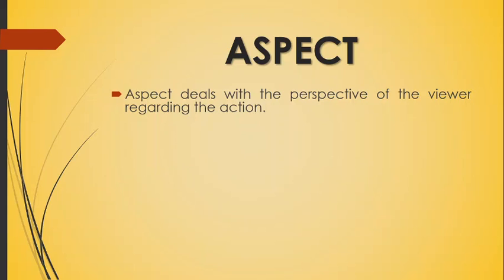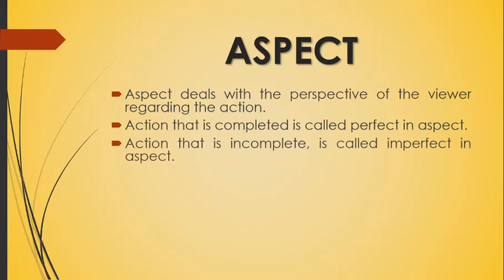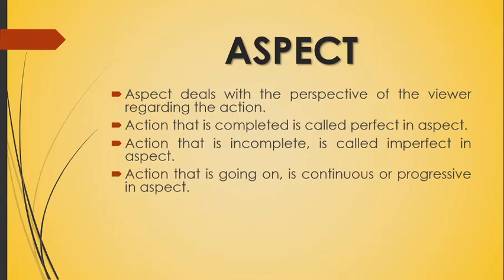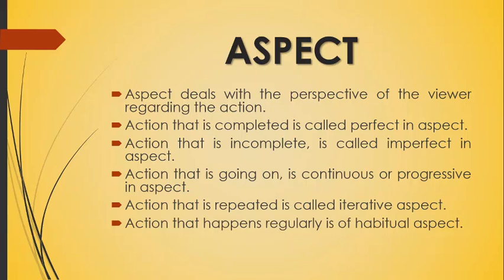Aspect deals with the perspective of the viewer regarding the action. So how we see the action, whether we see the action completed. If the action is completed, we call it perfect in aspect. Or maybe the action is incomplete. In that case, it will be called imperfect in aspect. Sometimes the action is going on, that is continuous or progressive in aspect. Sometimes the action is repeated, it is called iterative aspect. And action that happens regularly is of habitual aspect.